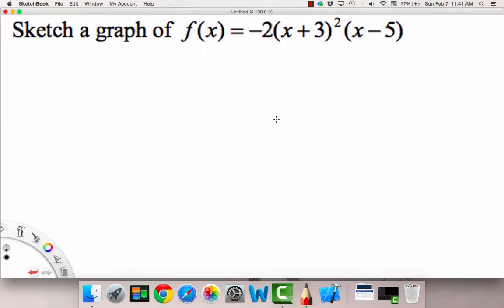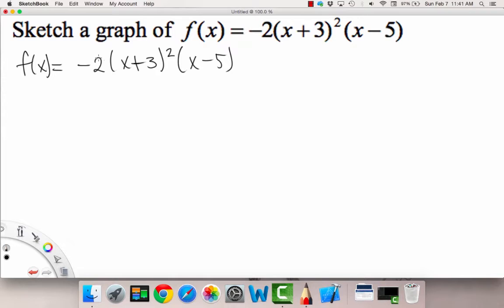Okay, let's do another practice of graphing a polynomial. This one again is already factored for us. So let's look at first the long run behavior. To do that, we have to find what is our leading term. So we have f of x is equal to negative 2 sitting out in front times x plus 3 to the second power and then x minus 5.